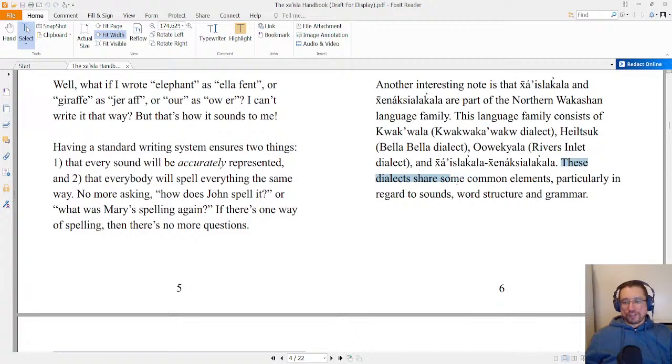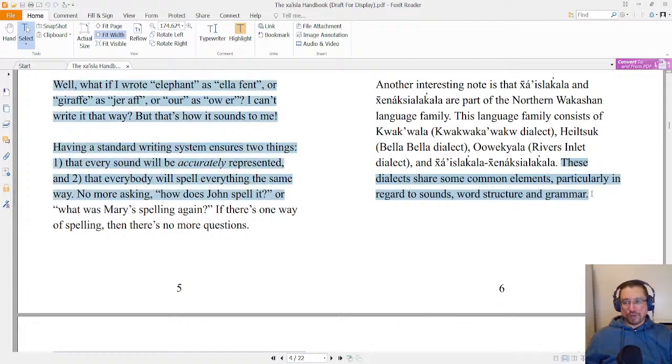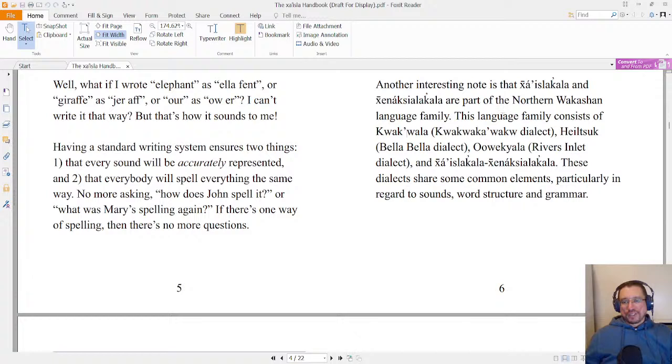So these dialects share some common elements, particularly in regards to sounds, word structure, and grammar. So these dialects are similar to each other. They all have exactly the same sounds. If people tell you that one dialect has a different sound system than the other, that's not accurate. They all have exactly the same sounds. And that really comes in handy when you're learning one of these dialects. So if you know the sound system for xa'isla, then you know the sound system for Kwakwala, or for xa'isla, or for Oikyala. They all have the same sounds.